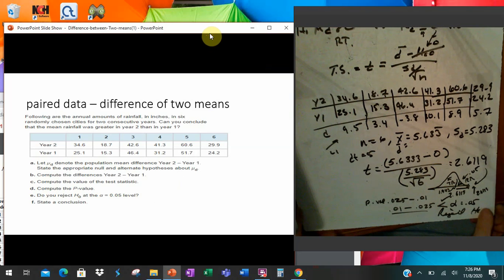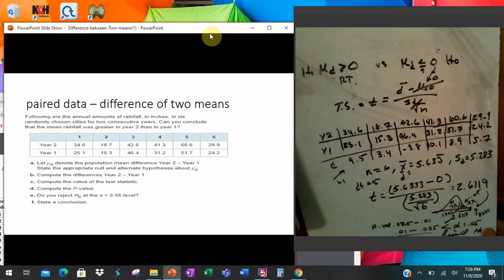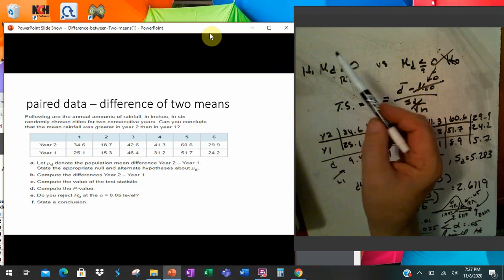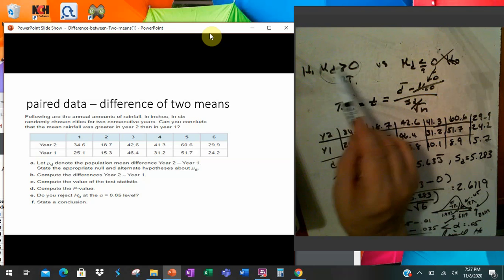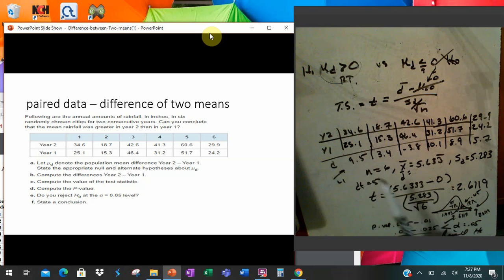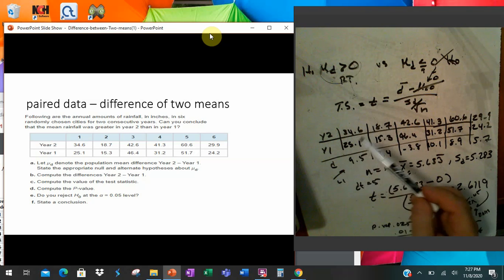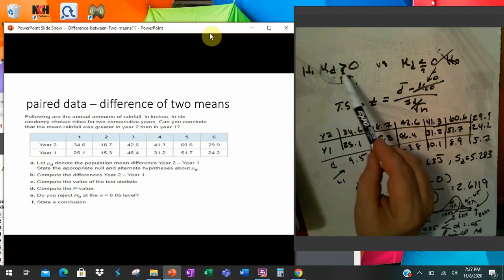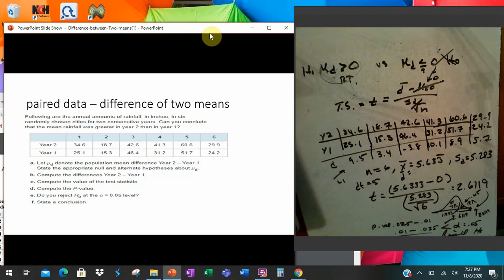We go back up here, we reject this, and rejection is good because if we reject H0, we just go to the other one, and we can conclude that there is a greater than 0. So year 2 is actually greater than year 1 to make this positive. If I subtract year 2 from year 1 and get a positive value, that implies that this thing actually increased. So there's sufficient evidence at alpha 0.05 that the rainfall increased in year two from year one.